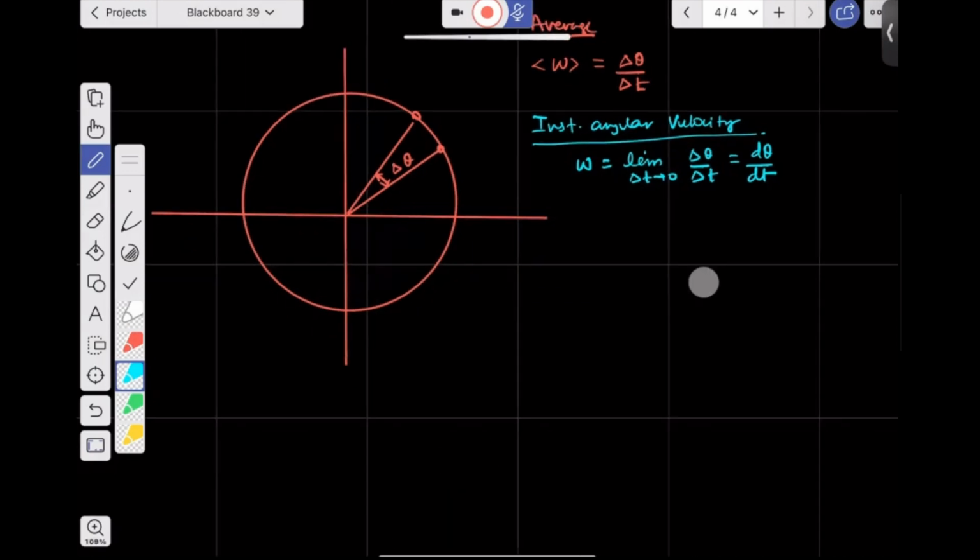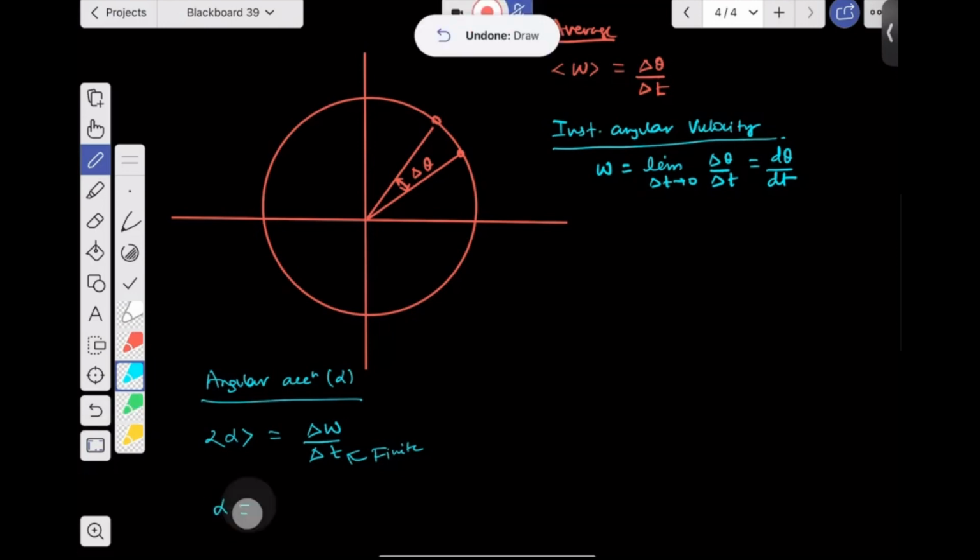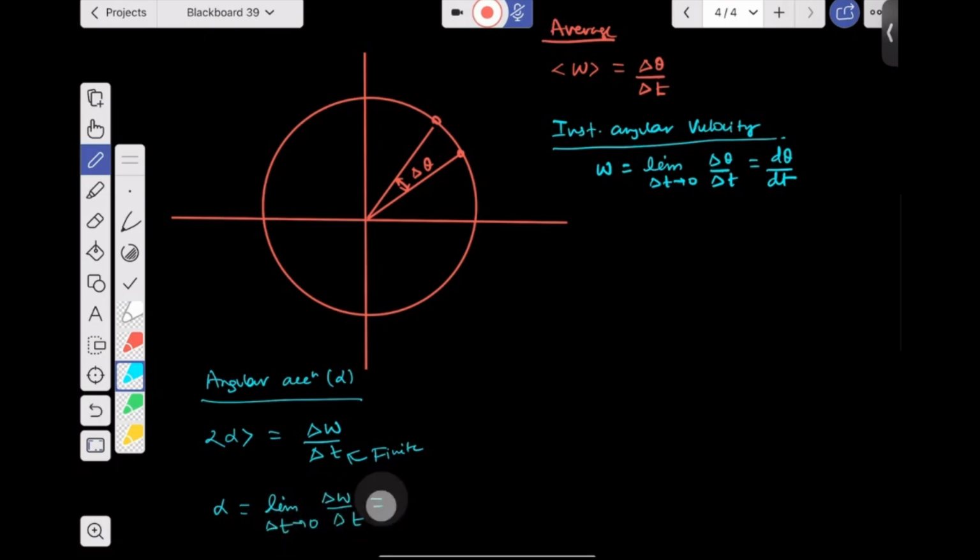And next we have angular acceleration, which we denote by alpha. Average angular acceleration will be the change in angular velocity divided by a finite time interval. And instantaneous angular acceleration will be the limit delta t tending to 0 of delta omega by delta t. By definition, it will be d omega by dt.